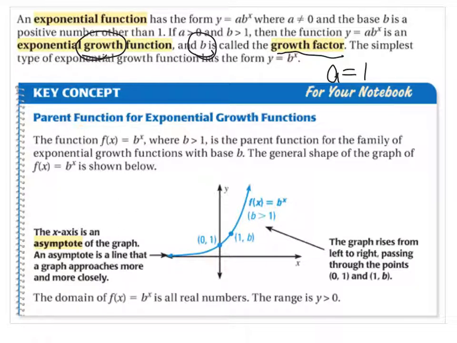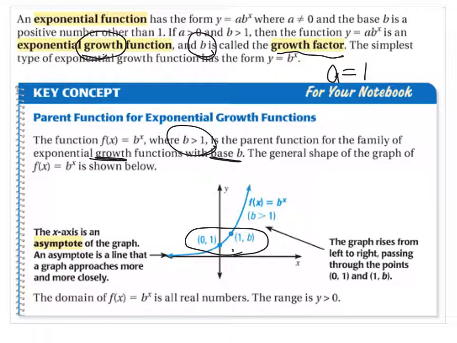Moving on, the parent function for exponential growth functions. The function f of x equals b to the x, where b is greater than 1, is a growth function with a base b. The general shape of the graph of f of x equals b to the x is shown below. Okay, let's see. These right here are the 2 points that are important. Okay, (0, 1) and (1, b).